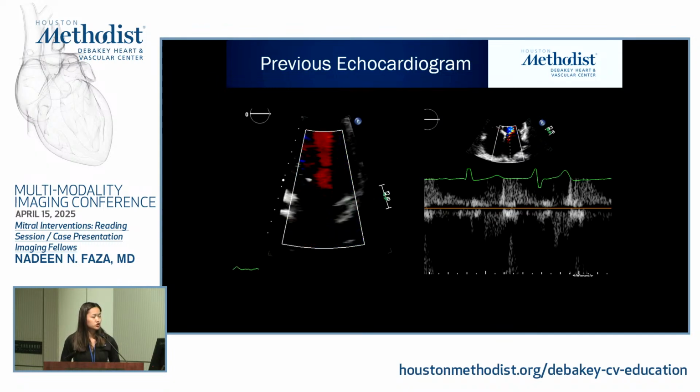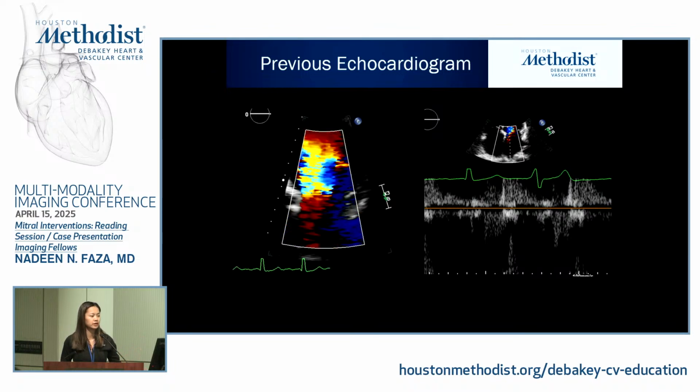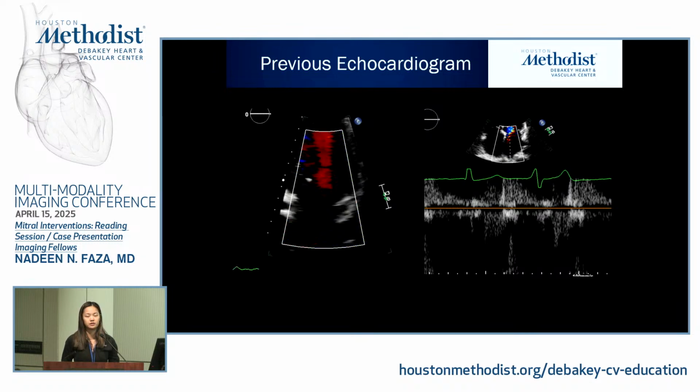Moving on, this is a zoomed-in view on the left side of the 4-chamber with color. Again, it's very difficult to see. You can see that there's color, but it's difficult to see the trajectory, and it looks like there's an eccentricity to it due to the wall motion abnormality. However, on the right side, this is the Doppler on the pulmonary vein, and it shows that there's a systolic flow reversal in the pulmonary vein.